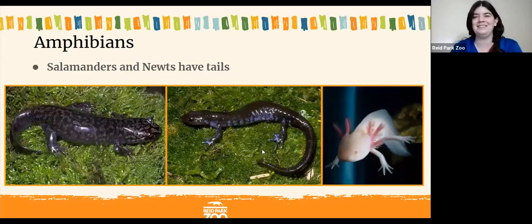Newts and salamanders are amphibians that do have tails. And even when they're young, they'll have tails, and then they'll have tails as well when they're adults. So newts and salamanders look kind of like amphibian lizards.